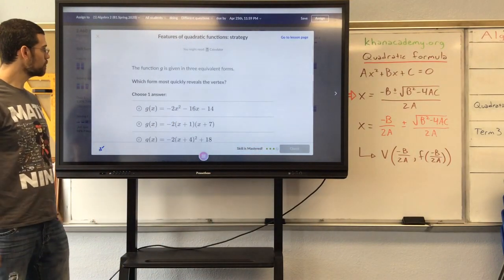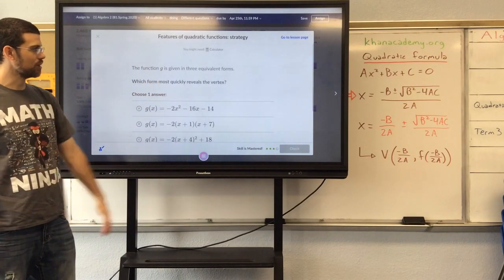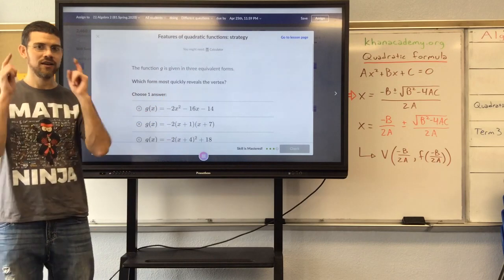Next question. The function g is given in 3 equivalent forms. Which most quickly reveals the vertex? Now it's your turn.